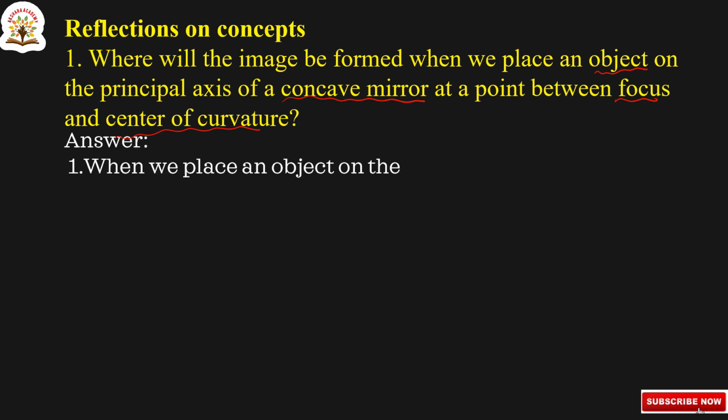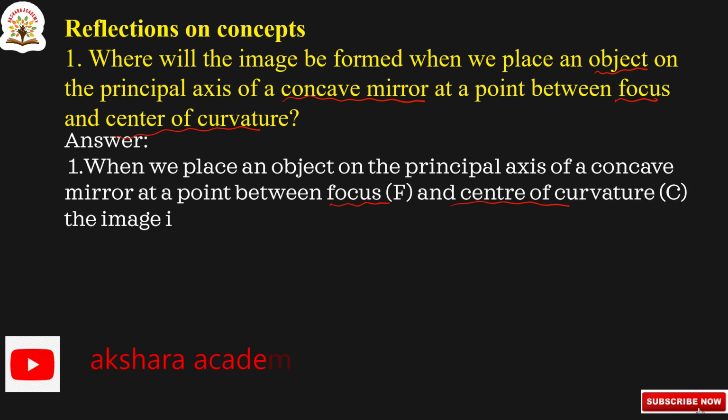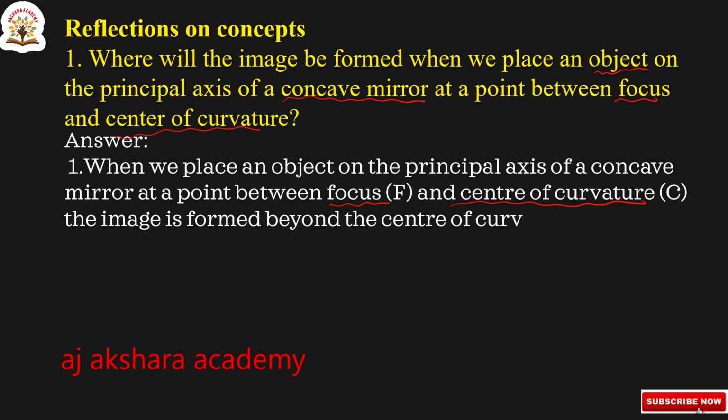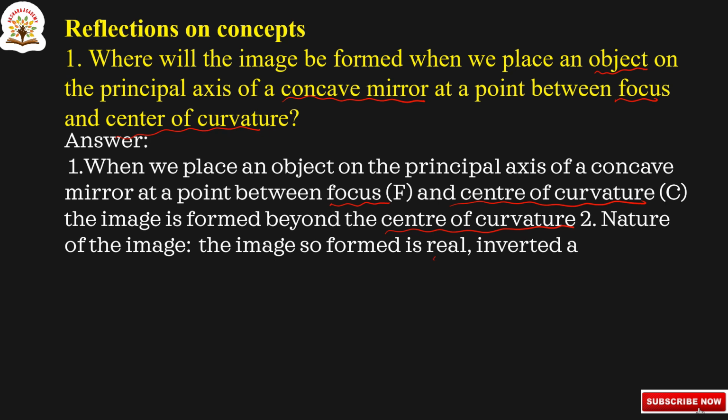When we place an object on the principal axis of a concave mirror at a point between focus and center of curvature, the image is formed beyond the center of curvature. The nature of the image is real, inverted and magnified. So, when we place an object between focus and center of curvature of a concave mirror, the image is formed beyond center of curvature and that image is real, inverted and magnified. Let us see this ray diagram.